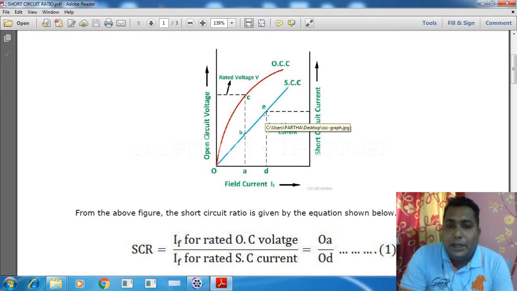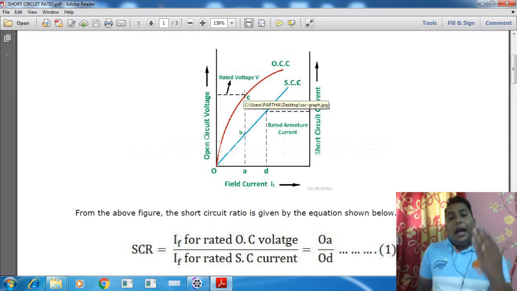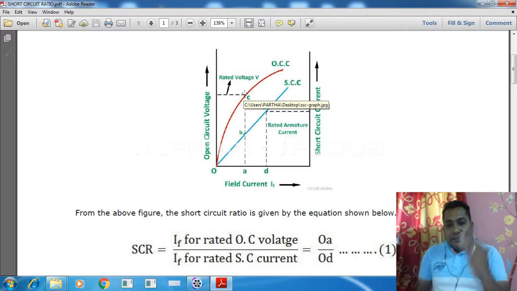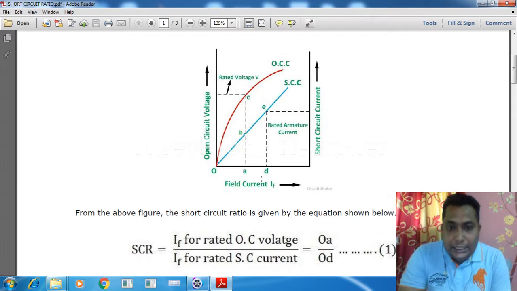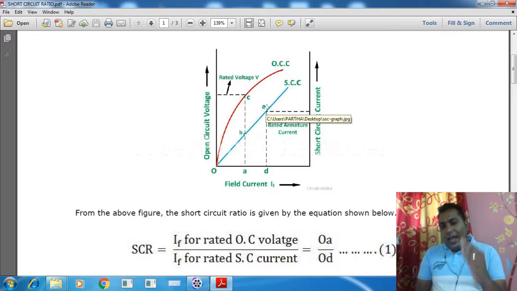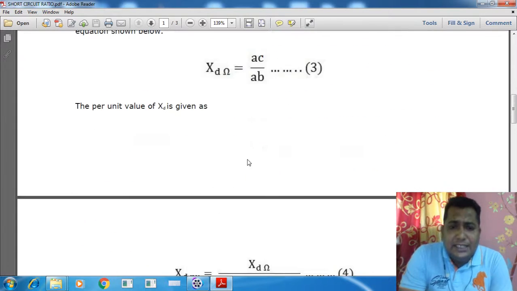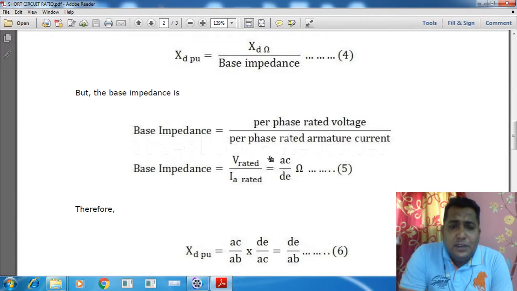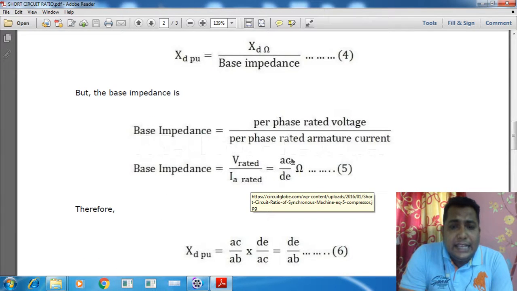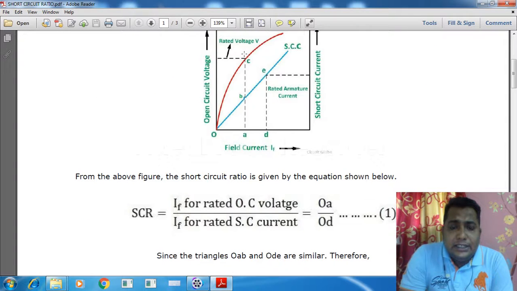Follow my pointer very carefully. Once again I am repeating, that AC is representing per phase rated armature voltage, and this DE is representing the per phase armature current when it is at short circuit condition. So let us see, is it as it is written over there. So V rated by IA rated, that is AC by DE. Again coming back to the diagram, AC is this one, rated voltage, and DE is the rated current.